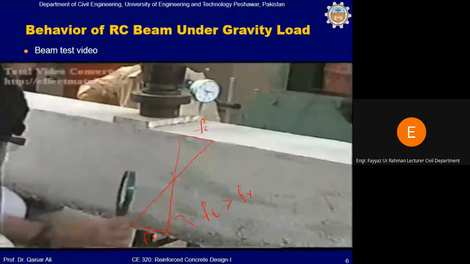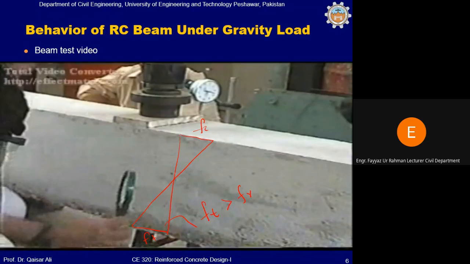If there was no reinforcement at this stage, for example at 30 kilonewton, what would happen? If the first crack appeared at 30 kilonewton, there would be abrupt failure of the beam. The beam would have broken into 2 pieces. That one crack would have propagated toward the top, it would have got widened, and the beam would have broken into 2 pieces if there was no reinforcement.